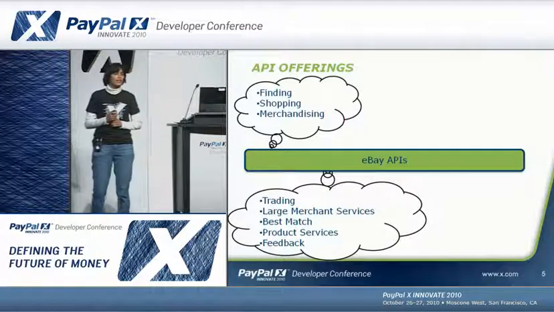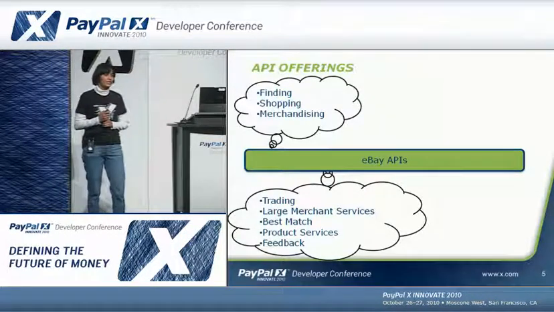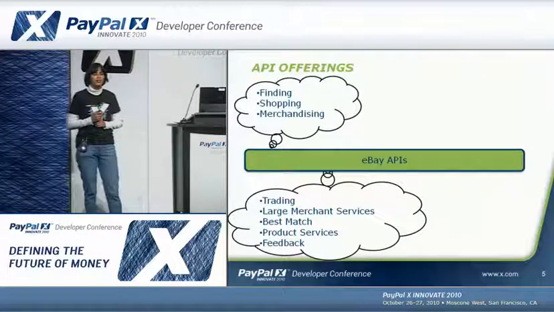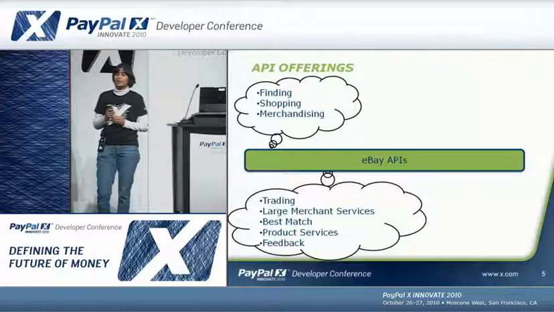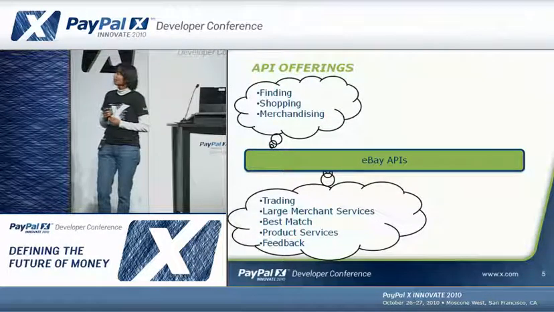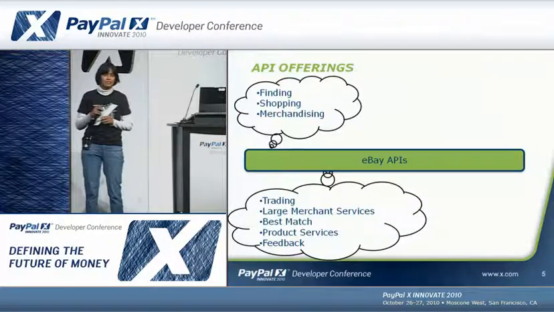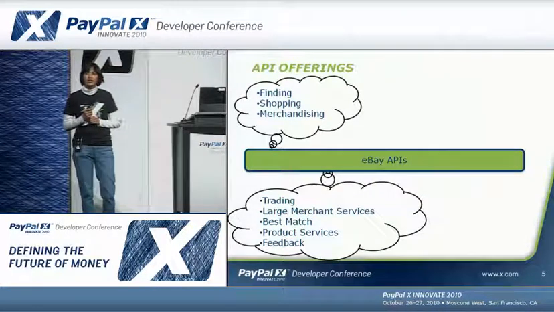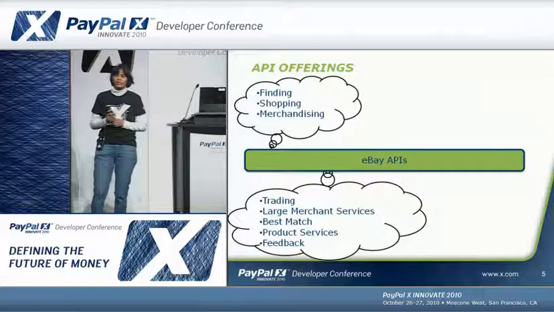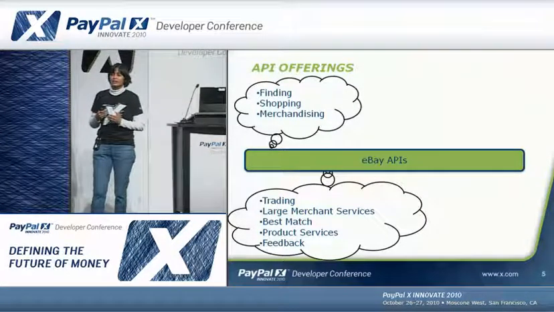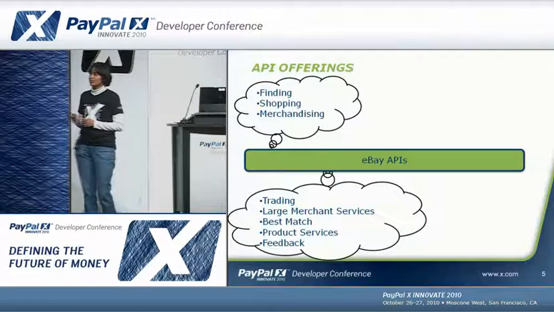On the buy side, we have 3 APIs, the finding API, shopping, and merchandising. Finding helps you create experiences that help buyers search for items that are of specific interest to them. With the shopping API, you can get very detailed information about the items. And with the merchandising API, you can create a cross-selling or an upselling opportunity. So essentially, with these 3 APIs, you can create a very rich and compelling tailored shopping experience for your users.